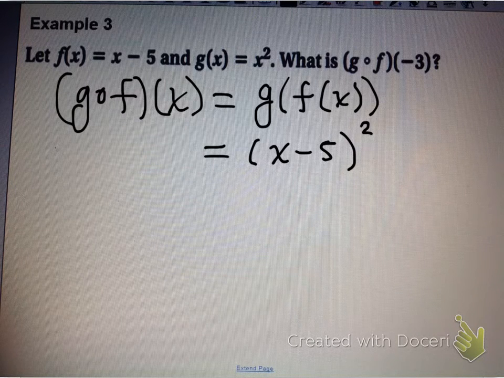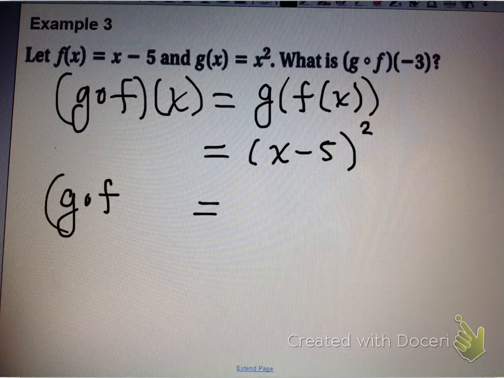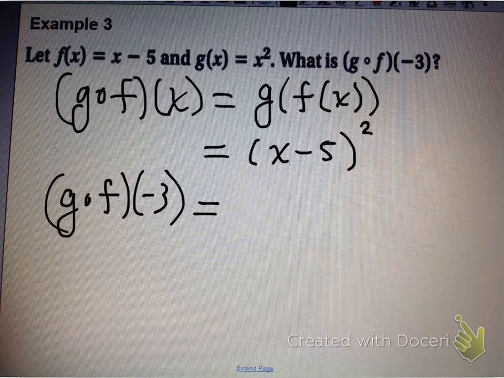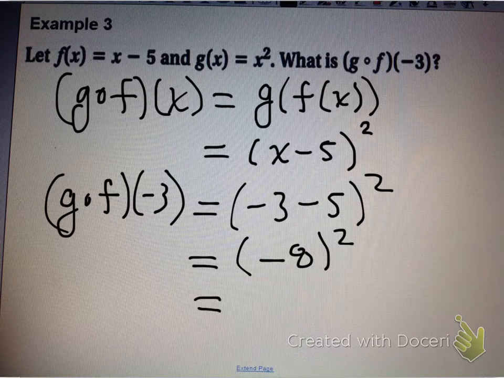Okay, and so now we're going to plug in negative 3 for x. Let me erase this. There we go. So now we're going to plug in negative 3 for x. So negative 3 minus 5, and then we're going to square it. Negative 3 minus 5 gives me negative 8 squared, so it's going to equal positive 64.